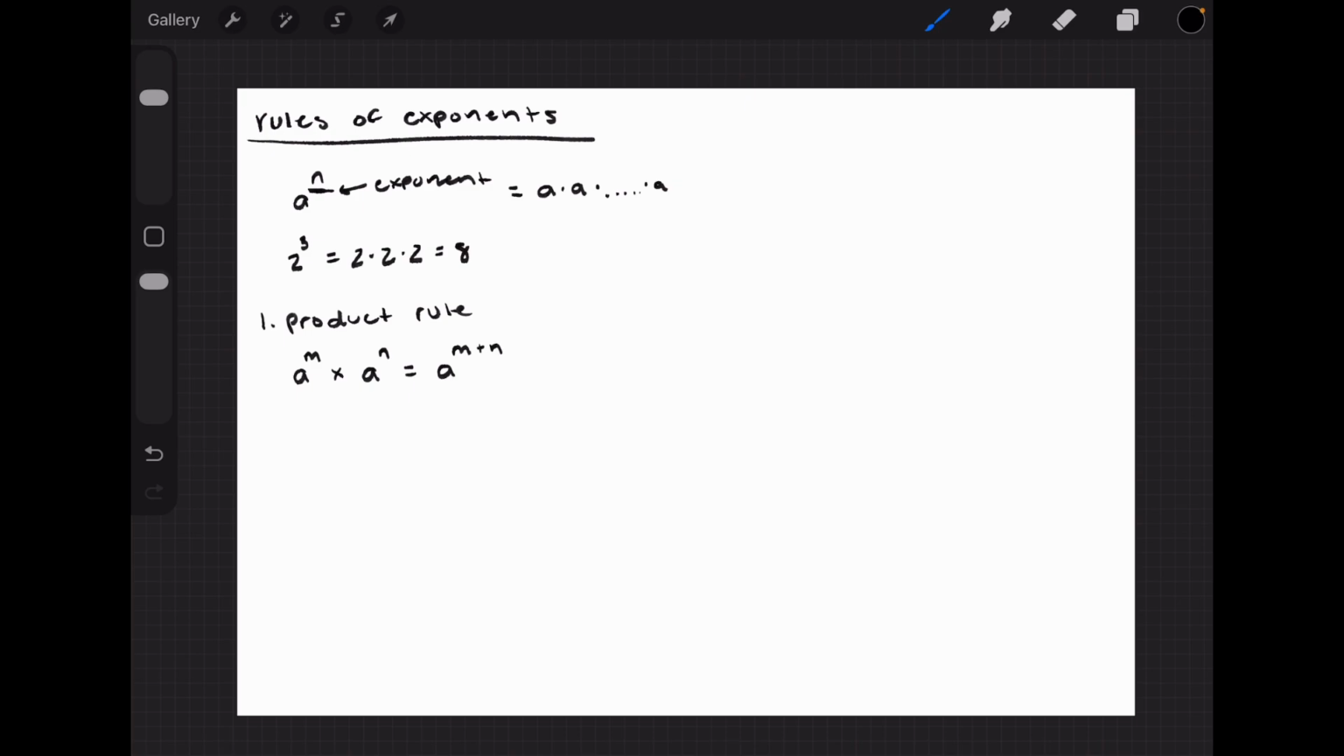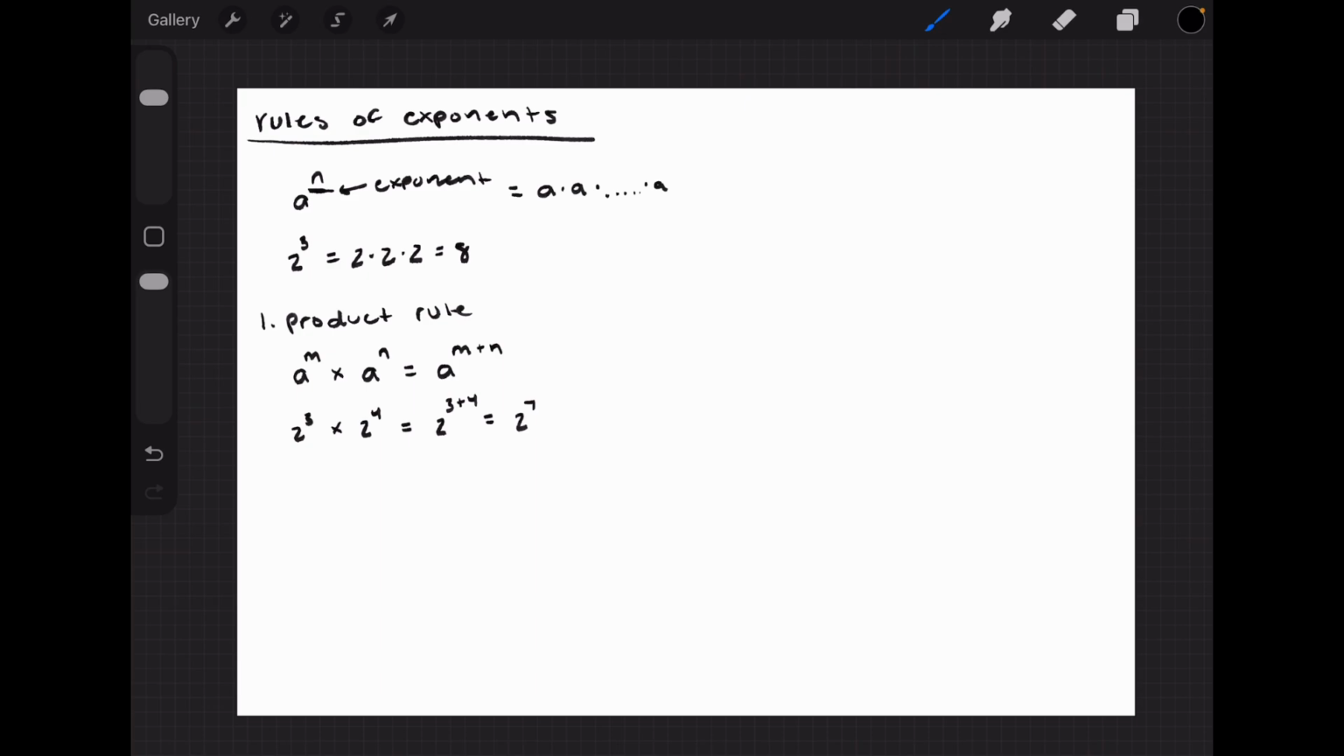So with real numbers, we can use 2 to the third again times 2 to the fourth. You would do 2, and then you would do 3 plus 4, which would give us 2 to the seventh power in the end.